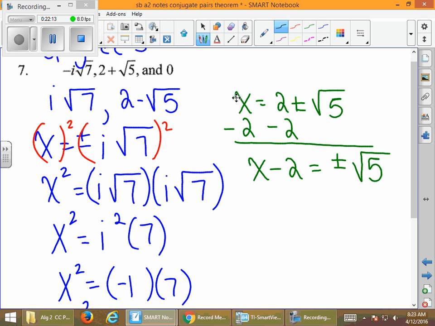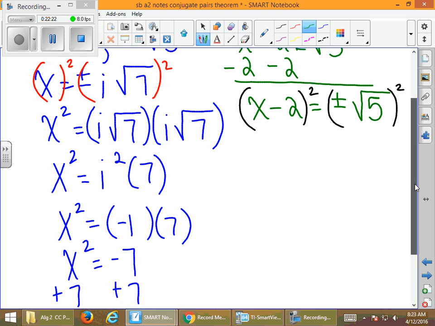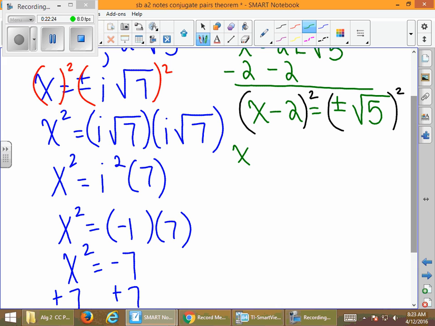And we are going to square both sides. So this means x minus 2 times x minus 2. Over here on the right side, it's the square root of 5 times the square root of 5. It doesn't matter whether it's plus or minus. Positive times positive is positive. Negative times negative is still positive.